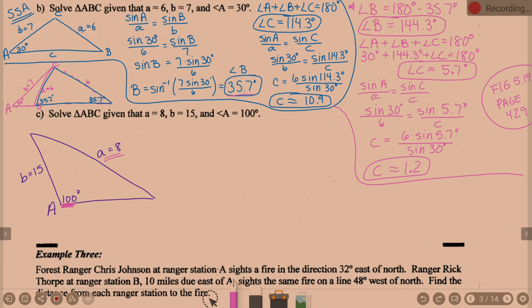Okay, so, official answer is no triangle possible.